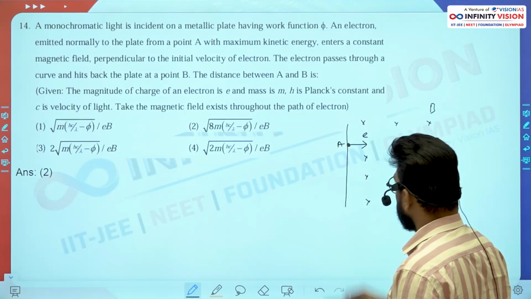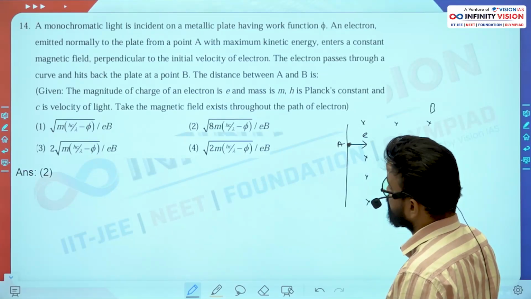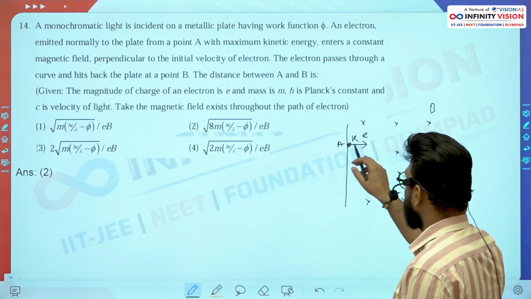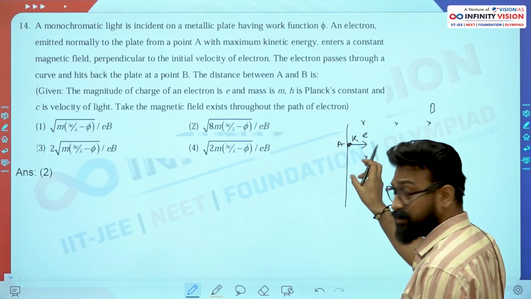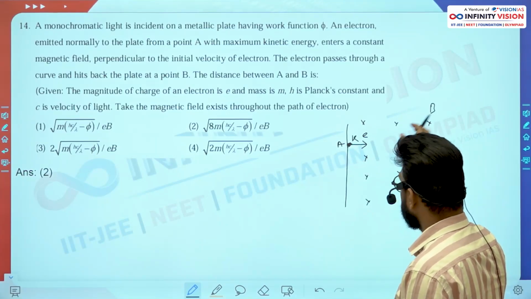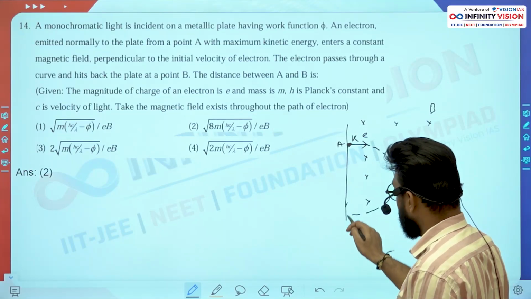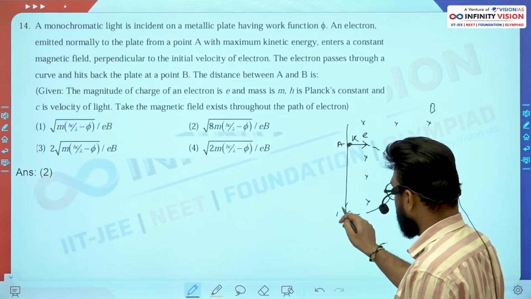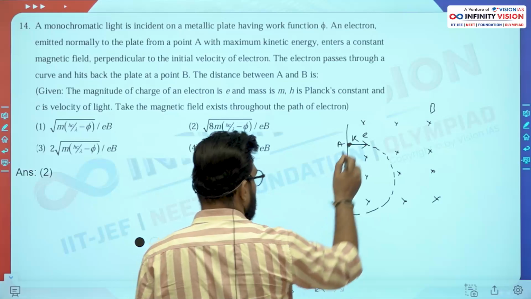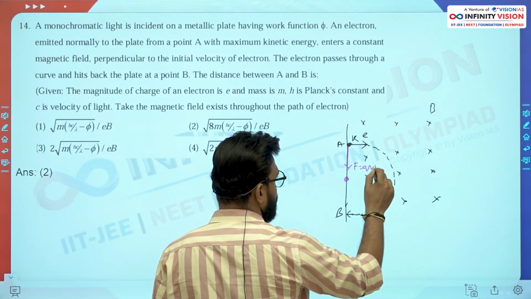Okay, so this electron, after coming out of this plate with a maximum kinetic energy Kmax, would have a certain velocity. Because of the magnetic force which arises because of this magnetic field, it is going to move on a circular path and hit the point B. Remember, the force always acts towards the center, and this magnetic force comes out to be qvB.